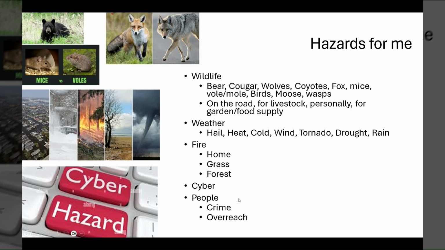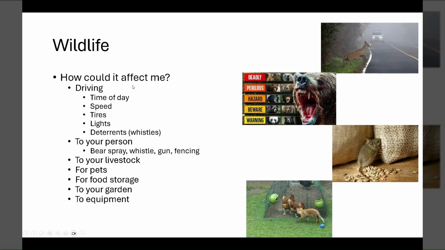People can be a hazard, either through crime, so trespassing, theft, vandalism, assault, or it could be overreach, right? People in positions of authority exercising undue control over me and my life. Those are hazards. Wildlife, how could it affect me? Well, again, driving. How can I control it? What can I do? Again, time of day.